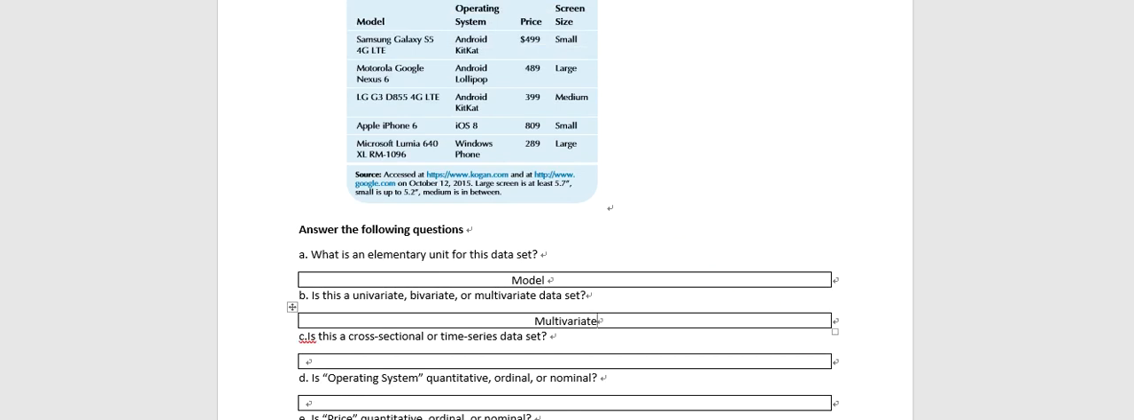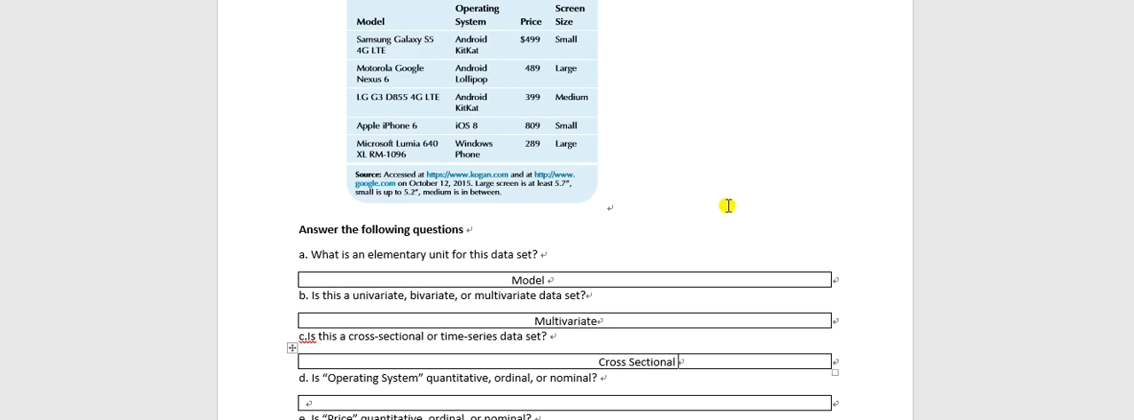And then we have, is this cross-sectional or time series data? If you notice here at the bottom, it says accessed on this date, just October 12th. So that means it's just one point in time. There's no comparison. It's not giving us January, February, March continuously. It was just extracted randomly. So for that matter, we're going to say that this one is cross-sectional.